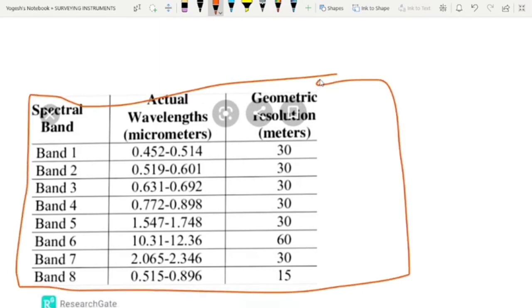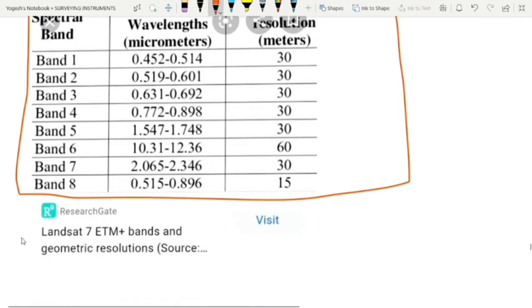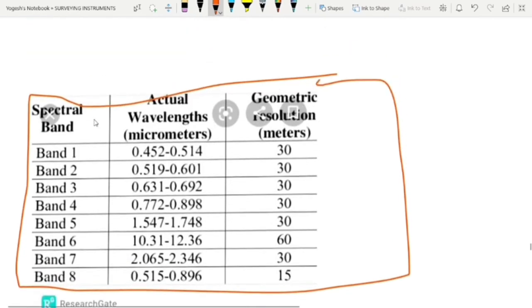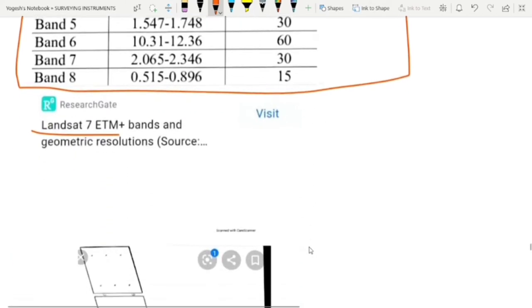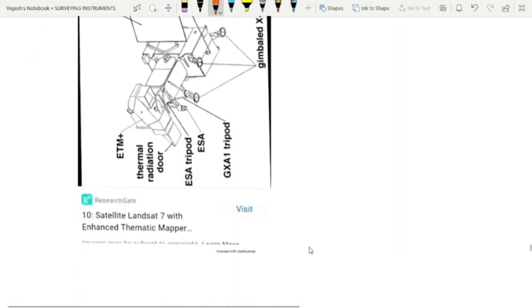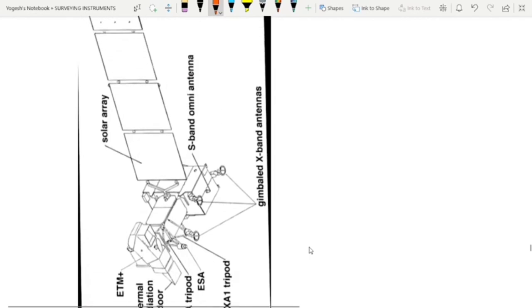Actual wavelength, geometric resolutions in meters. Landsat 7 satellite basically has the enhanced thematic mapper sensor and 8 bands, and the actual wavelength and geometric resolution were like this. This is the Landsat 7 satellite setup.